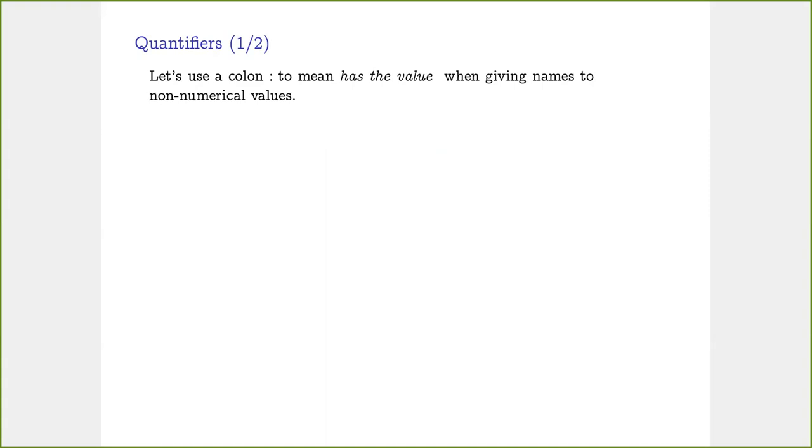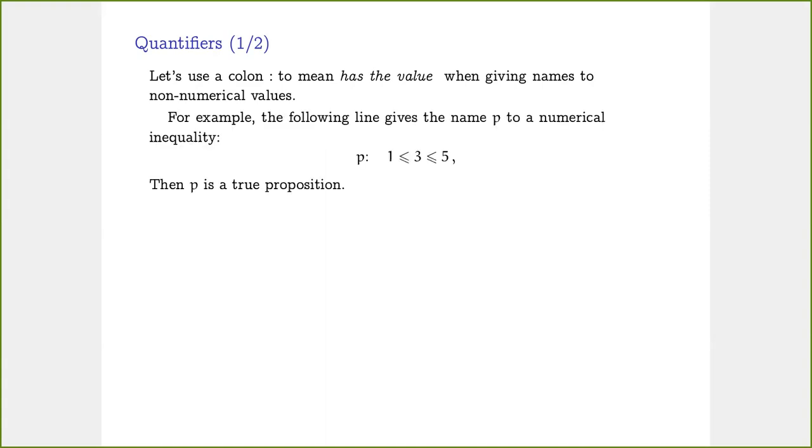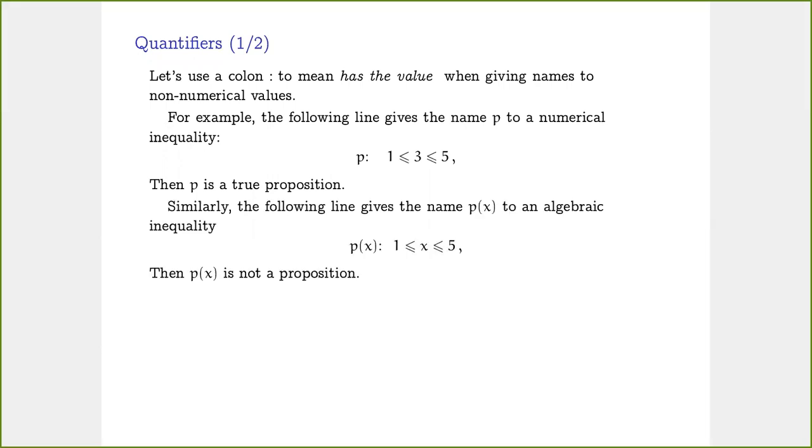Let's use a colon to mean "has the value" when giving names to non-numerical values. For example, the following line gives the name P to a numerical inequality. P names the proposition 3 is greater than or equal to 1 and less than or equal to 5. P is a true proposition.